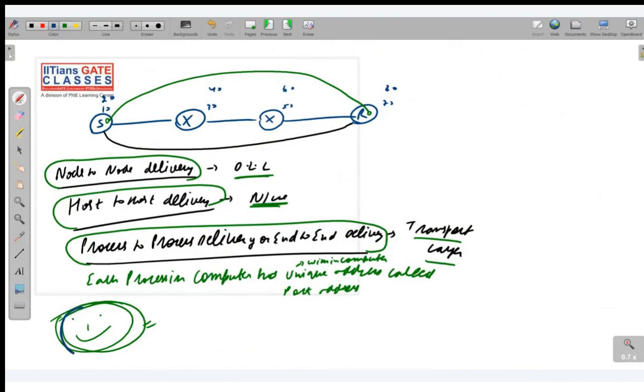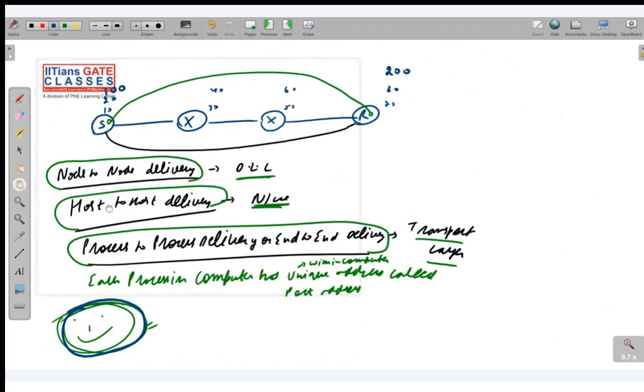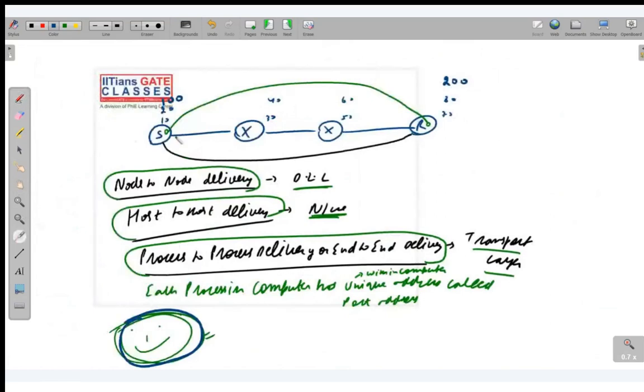Next, processes also have addresses. For example, this address is say 100 and this address is say 200. Suppose this green process wants to communicate with this process. First of all, the process will create a message at the application layer, and then forget about presentation and session, simply jump to the transport layer. Don't worry, you will get more clarity after a few slides. So the message has been created by the application layer.